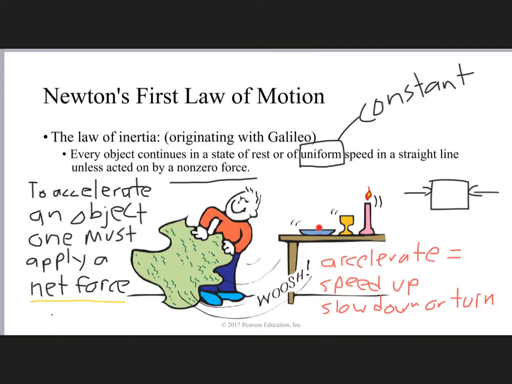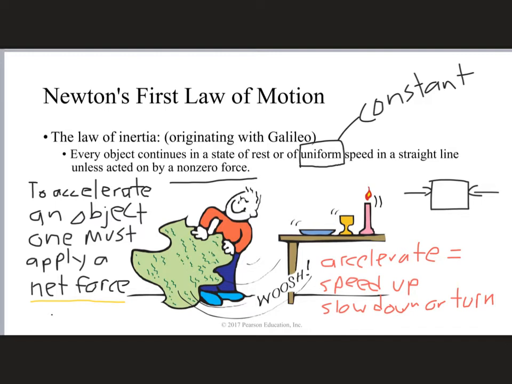So if something is sitting on the table at rest, it's only going to speed up if we apply a force. If something is sliding across the floor, it's only going to slow down if we apply a force. If something's moving in a straight line, it's only going to turn if we apply a force. And so to accelerate something, to speed it up, to slow it down, or to turn it, to accelerate an object, one must apply a net force. That's Newton's first law of motion.